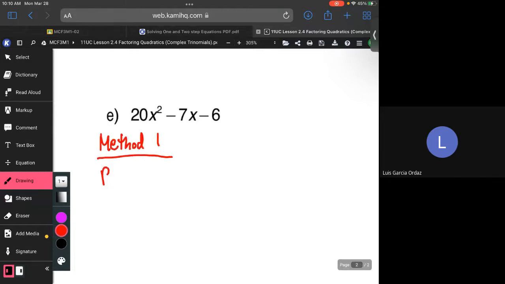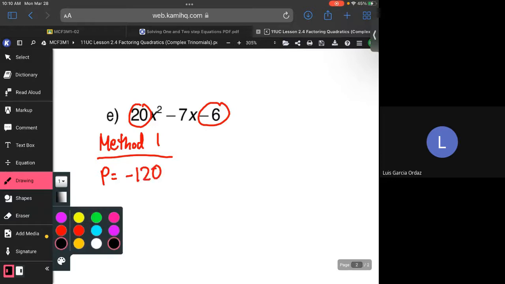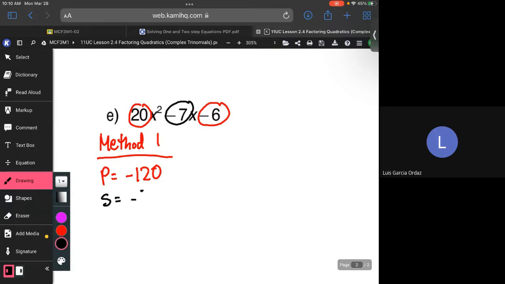Okay, so what's my product here? What's 20 times -6? -120. And what is my sum, my middle term? Okay, perfect. So what are two numbers that multiply to -120 and add up to -7? This is gonna take a bit of time. I'm gonna tell you right now, the grouping method works better than the crisscross method here.